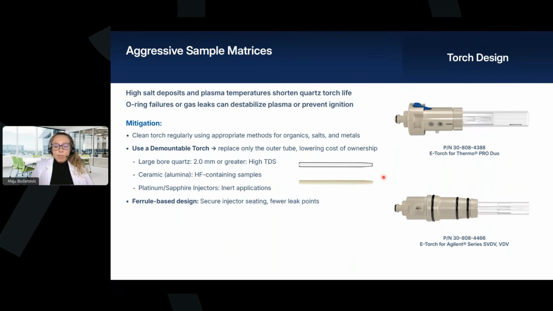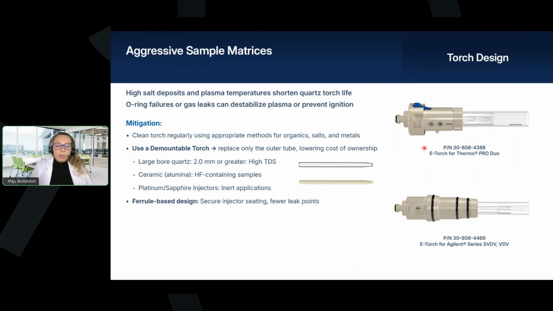So injector configuration can also be selected depending on your sample type. Usually the large bore injectors, 2 mm or larger, are designed for high TDS samples where higher sample loading is expected. Then ceramic components such as alumina are used for HF containing samples, and platinum or sapphire injectors are usually suitable where highly inert materials are needed.